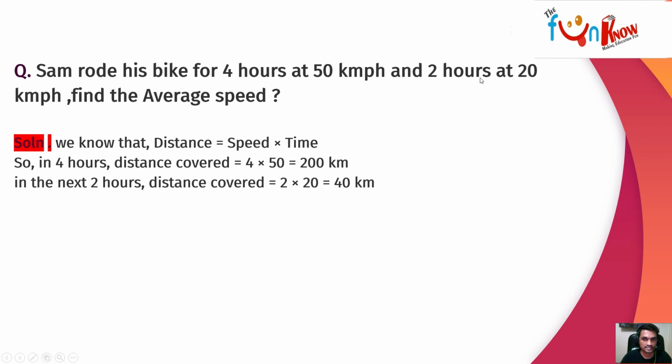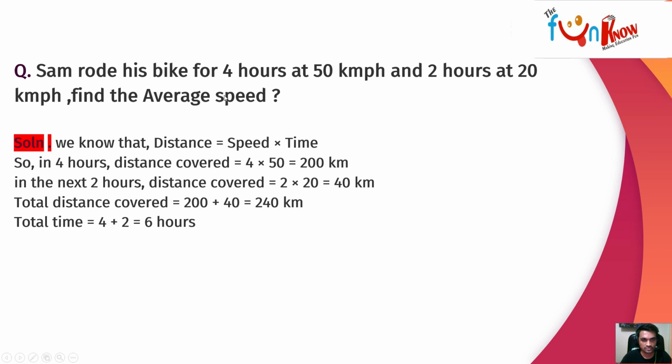Then we'll take the second one. In 2 hours it covered the distance at 20 kilometers per hour. So 2 multiplied by 20 and we get 40 kilometers. So now we have the total distance, which is 200 plus 40, which is 240 kilometers. Now we calculate the total time, which is 4 plus 2, 4 hours plus 2 hours, and it gives us 6 hours. So now that we have total time and total distance covered, we can easily calculate the average speed.